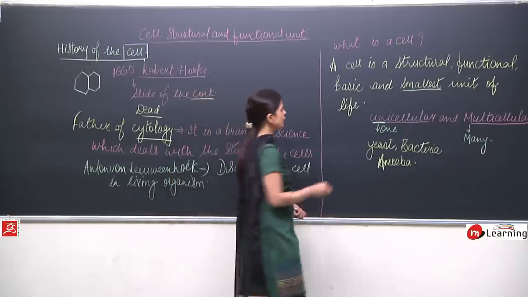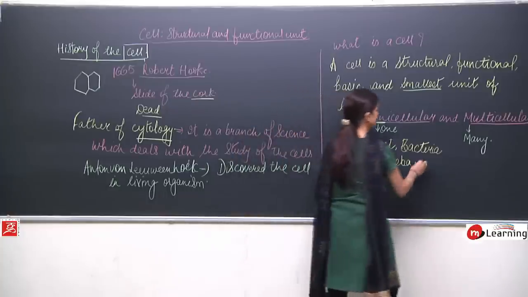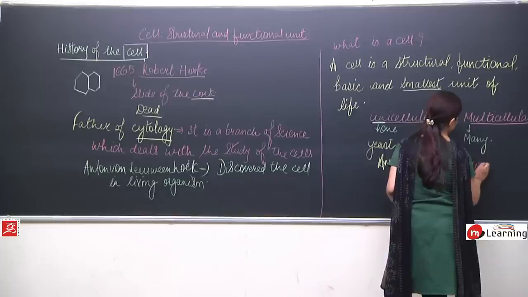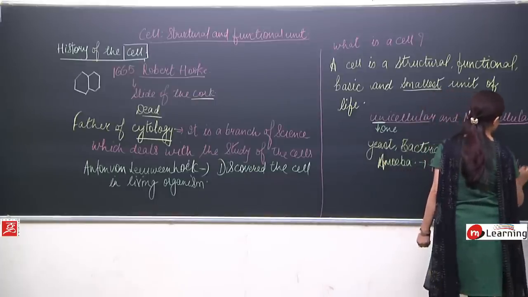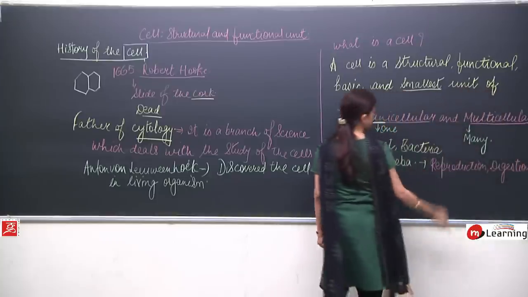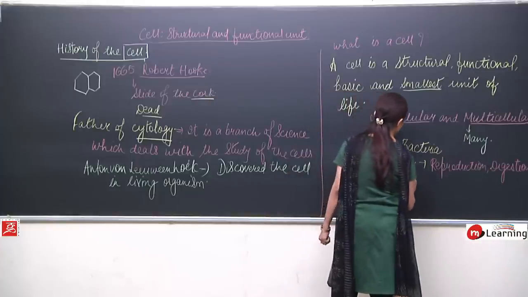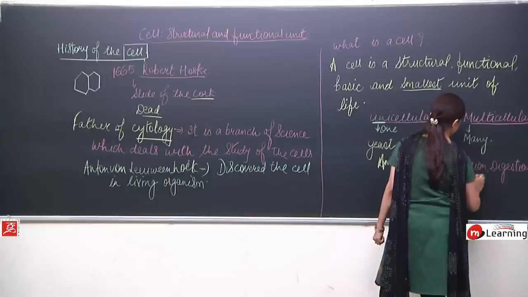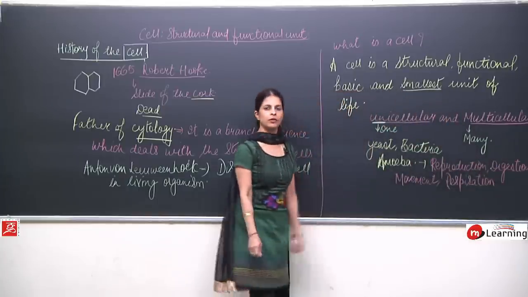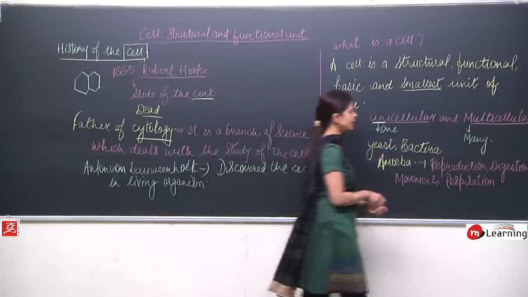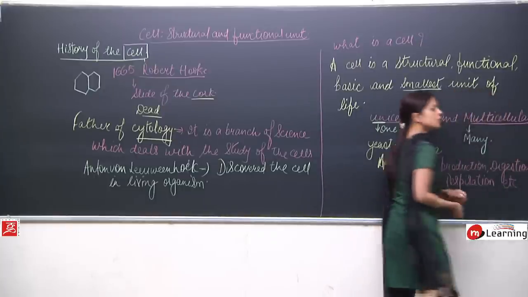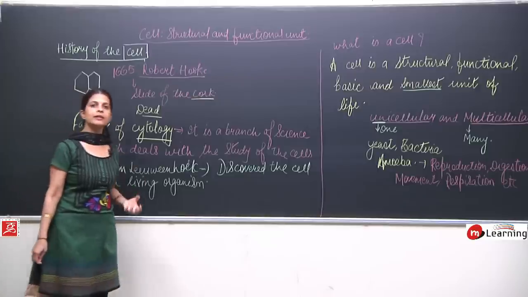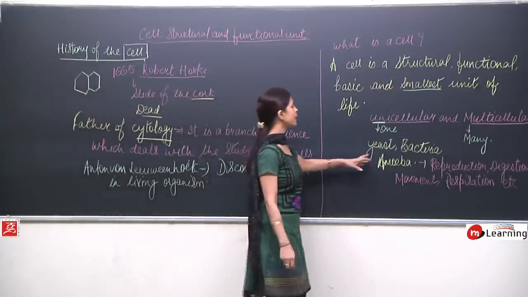Which kind of functions, children? All the functions like, there is no place now to write, but still, reproduction, digestion, multiplication is again the same thing, movement, respiration, and so on, etc. So all the functions which are necessary for an organism to be alive are carried out by only one cell.